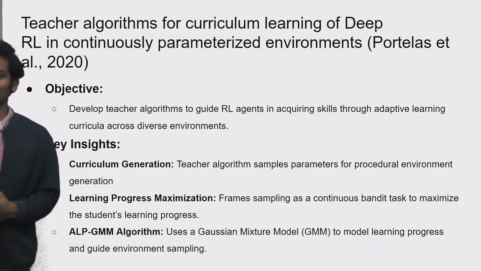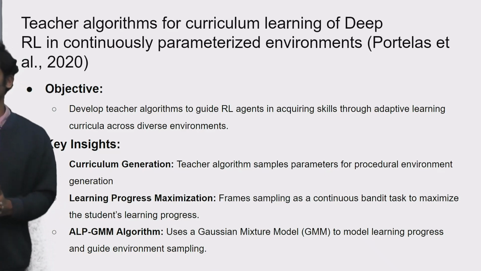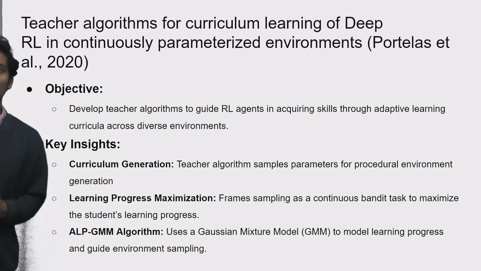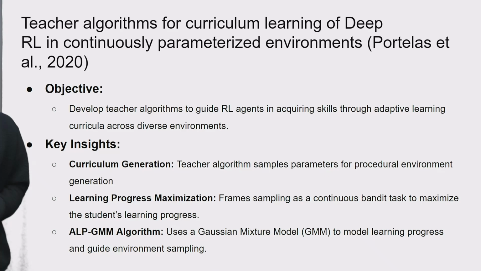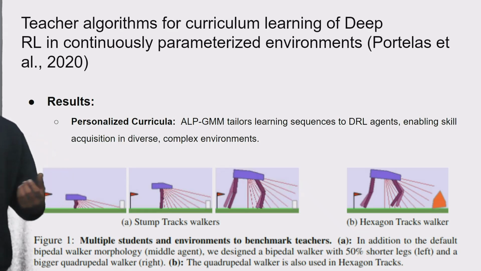So here, like I mentioned, the curriculum is designed so that each task is something that the student can learn, and it's also progressing and trying to maximize the learning progress of the student. They have modeled this maximizing approach as a continuous bandit task. They also use a Gaussian mixture module to model the learning process, and they show how this helps guide the generation of the curriculum and how we sample environments for the student agent. Similar to before, this results in a personalized curriculum for the student tailored by the teacher.